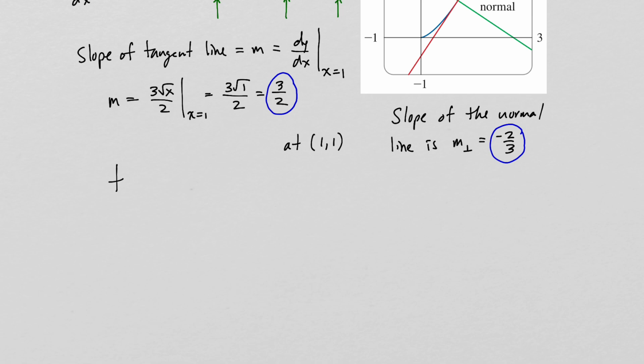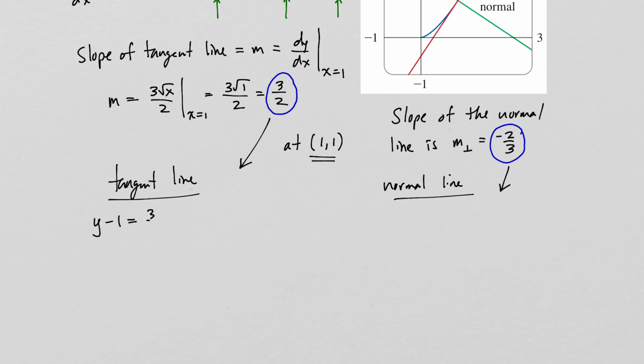And so now to find the tangent line, or to find the normal line, all I have to do is use the respective slopes and plug them into the equation of a line formula at the point (1, 1). So for the tangent line, we get y minus 1 equals 3/2 times (x minus 1). And for the normal line, we get y minus 1 is equal to negative 2/3 times (x minus 1).